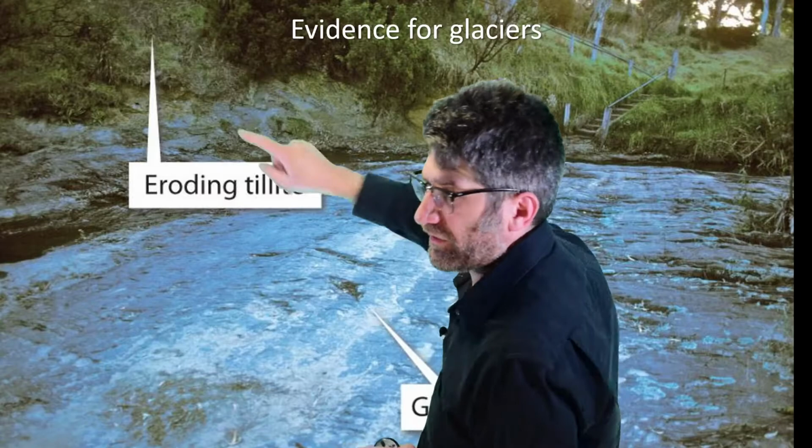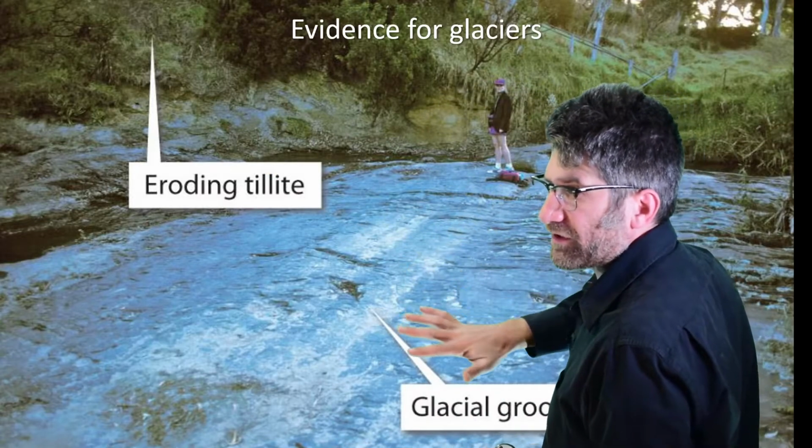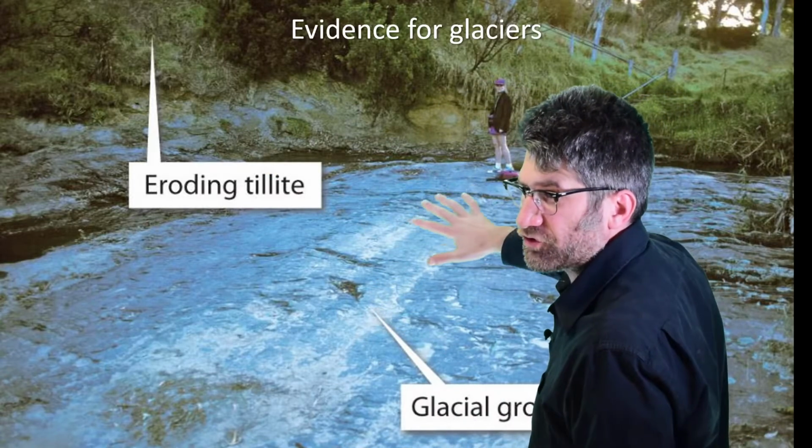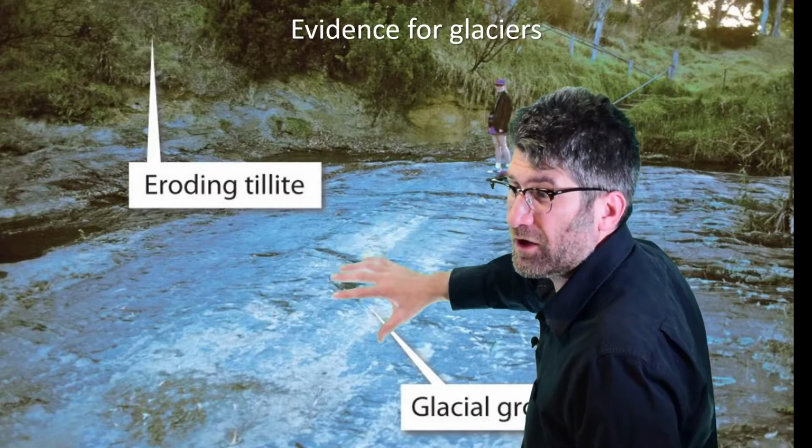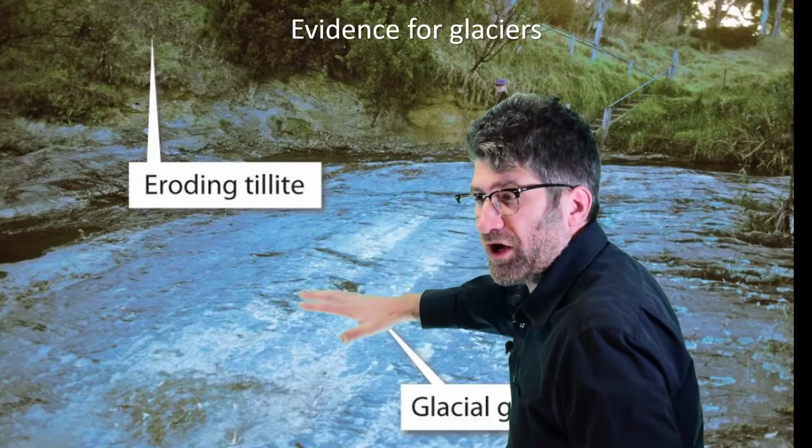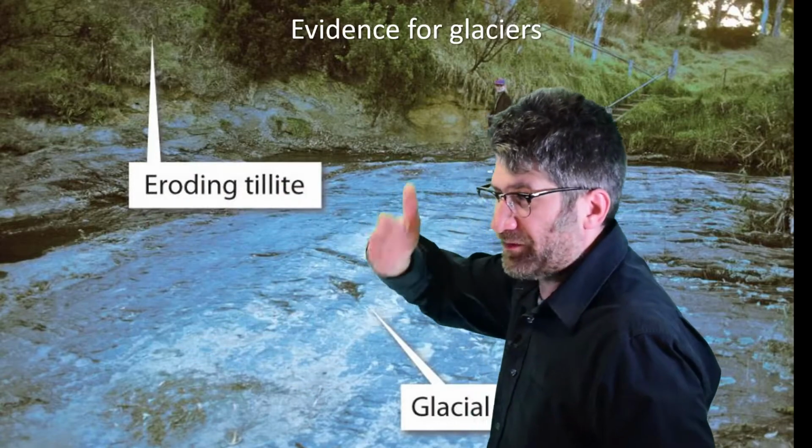Here's an eroding tillite. And then here's a much more recent glaciation where we can actually see some glacial grooves. You see these grooves right here where the glaciers had eroded across this landscape and shaped and scalloped out this landscape.